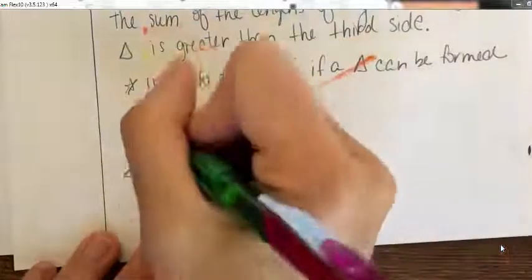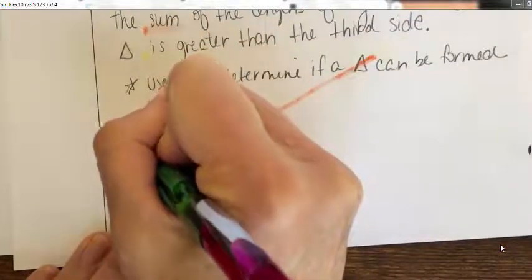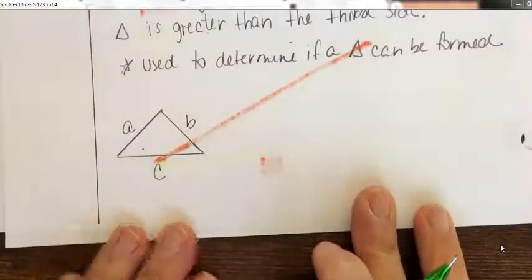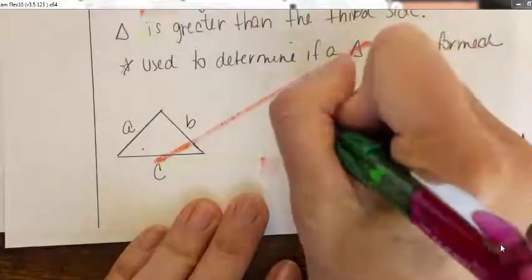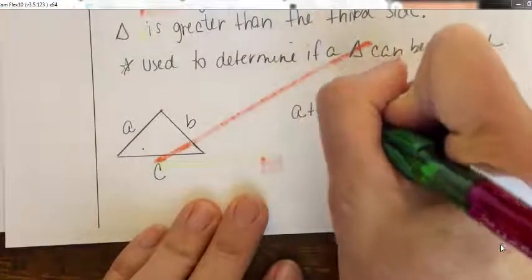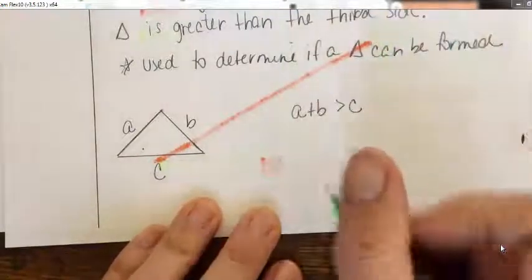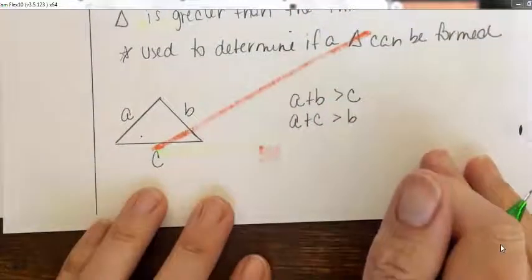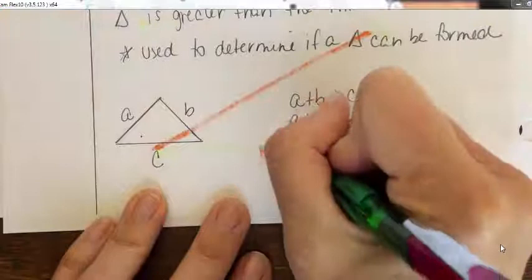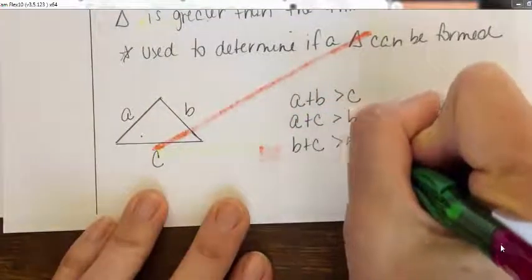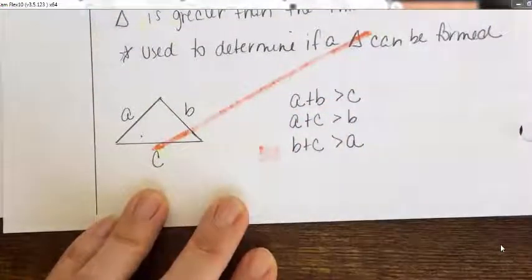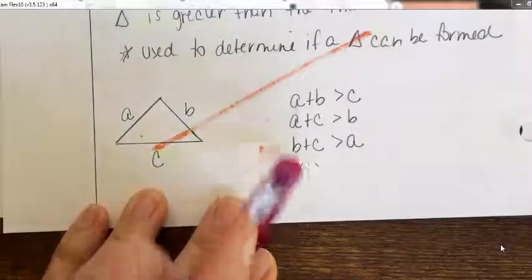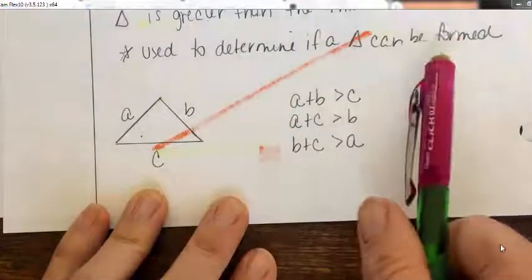All right, so if I give you this triangle with sides A, B, and C, then I know that the sum of any two sides, A plus B, has to be greater than C, or A plus C has to be greater than B, or B plus C has to be greater than side A. I think that was every combination there. And if these are not the case, then you don't have a triangle.